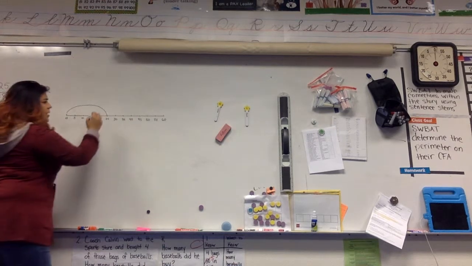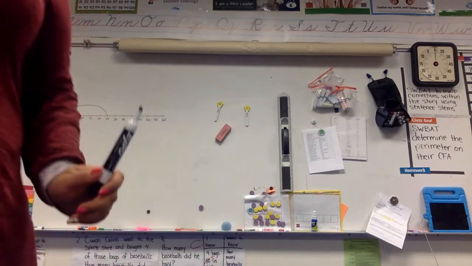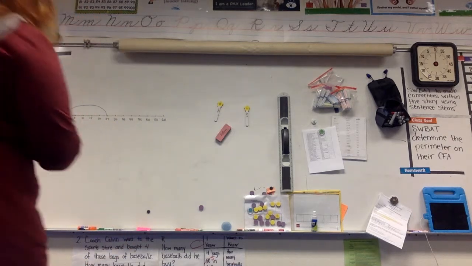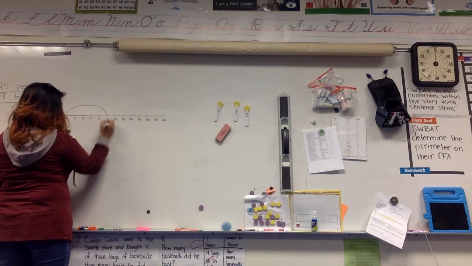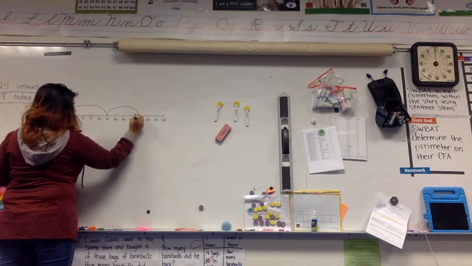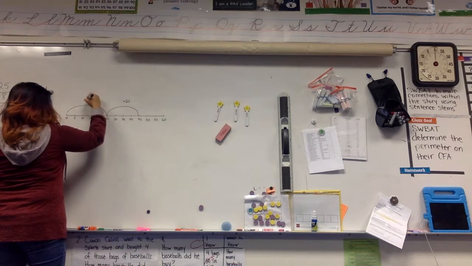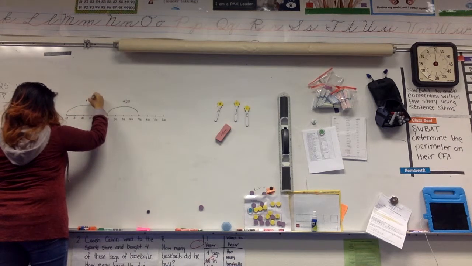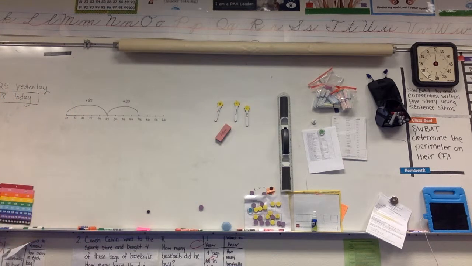Okay, if I do a jump of 20, where is it going to take me to? Okay, Natalia, where is that going to take me to? 45. So we're right here, we did a jump of 20. This was our 25 that we originally had. Now, we took care of our tens. Now I need to add ones.